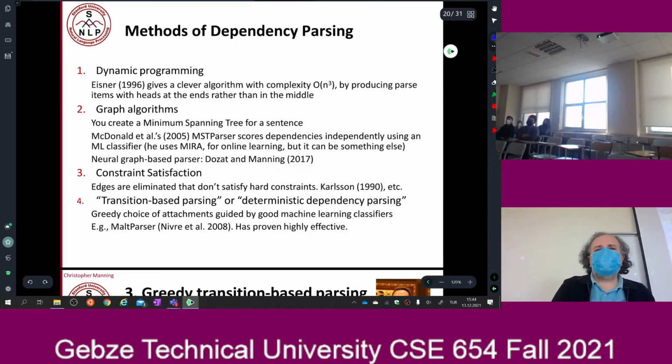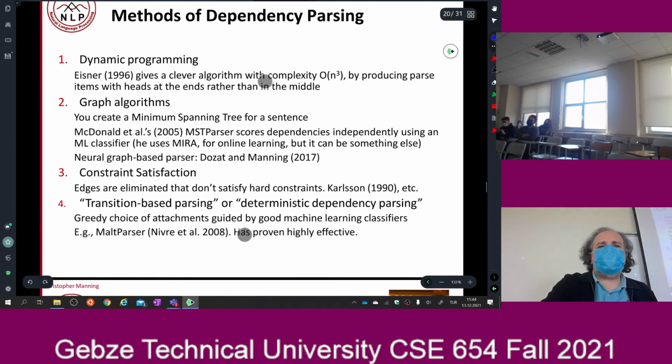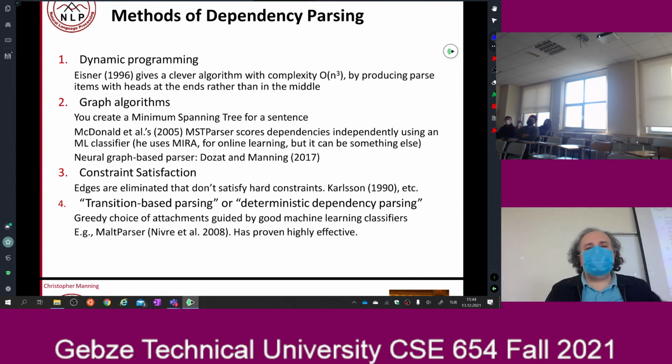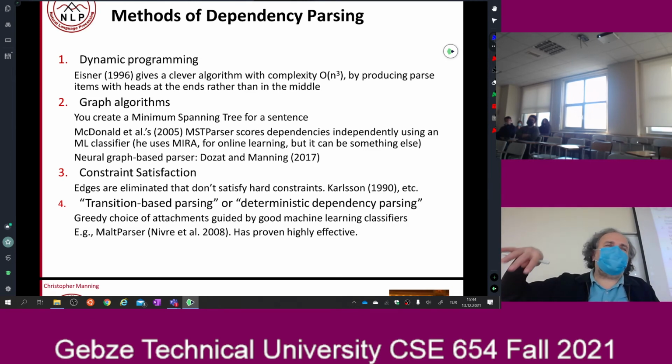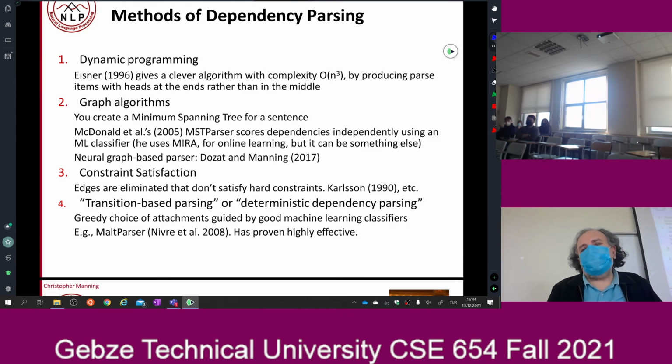Okay, so again, the methods for dependency parsing: dynamic programming is available. But this dynamic programming method only works for the cases with heads either at the beginning or at the end, rather than in the middle. So it's kind of a rare case. There are graph algorithms. You know the difference between a graph and a tree, right? In a tree, there is always a root for all the nodes, and there are children. In a graph, you don't have a parent-children relationship. There are neighbors in a graph.